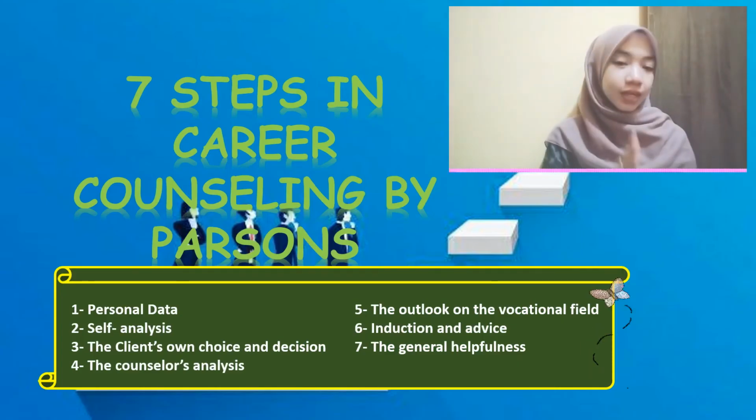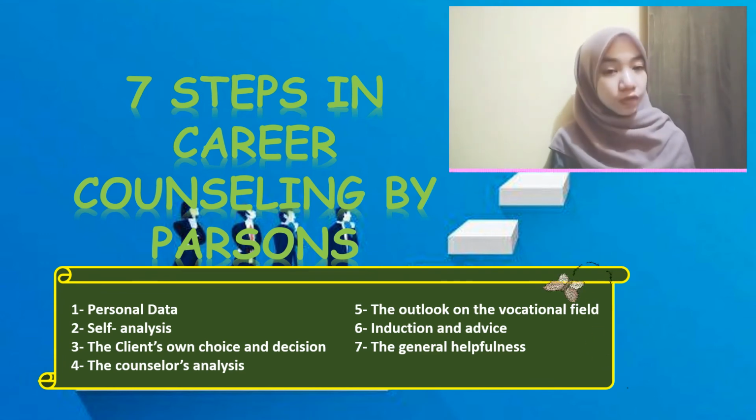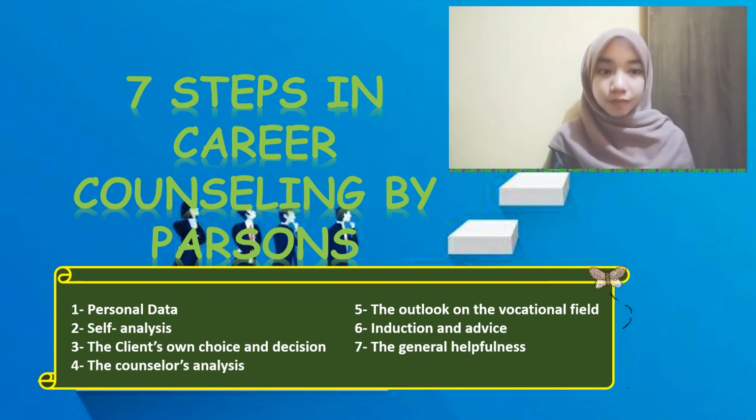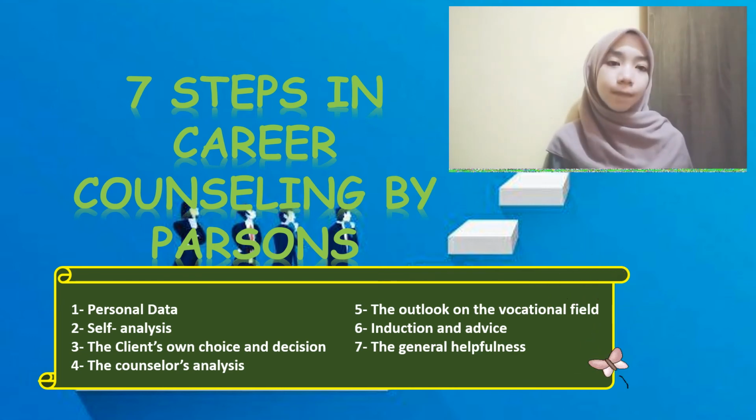Okay, the 7-step career counseling by person. First, personal data creates a statement of key facts about the person, remembering to include every fact that has bearing on the vocational problem. After that, self-analysis. A self-examination is done in private and under the instruction of the counselor. Third is the client's choice and decision. The counselor must bear in mind that the choice of vocation should be made by the client.